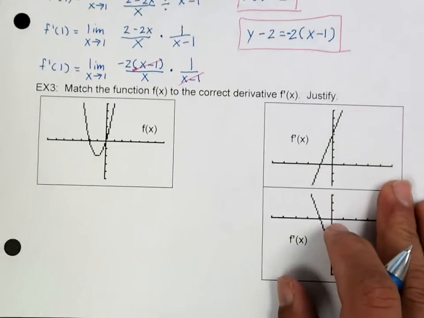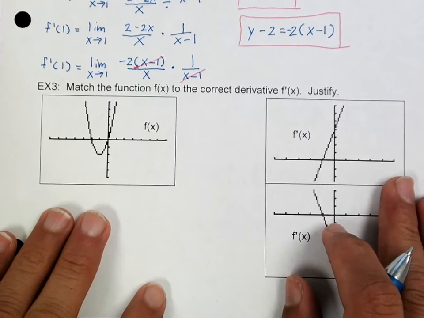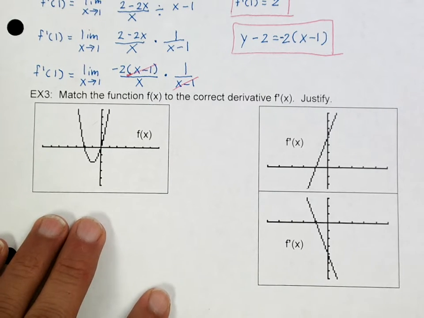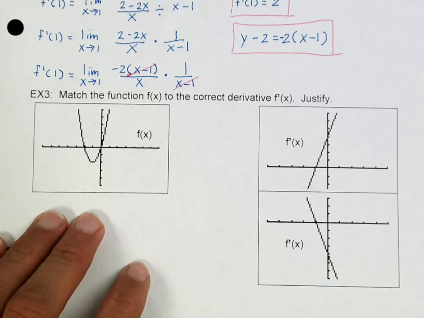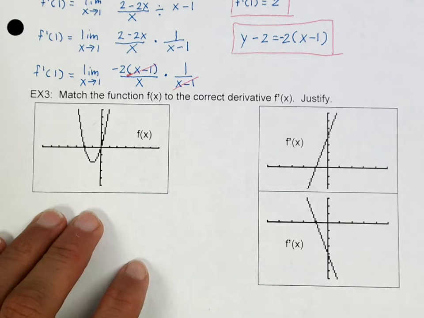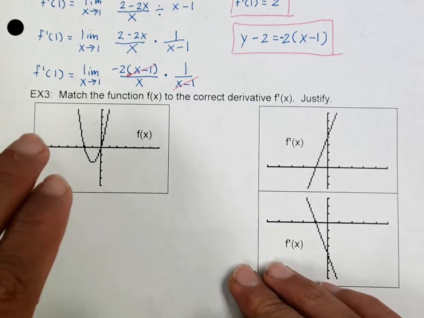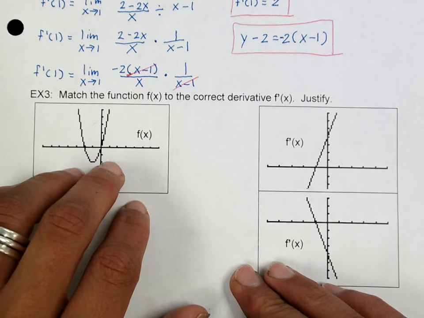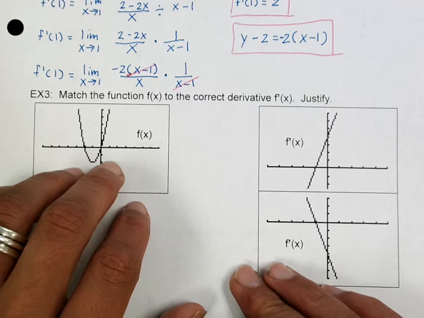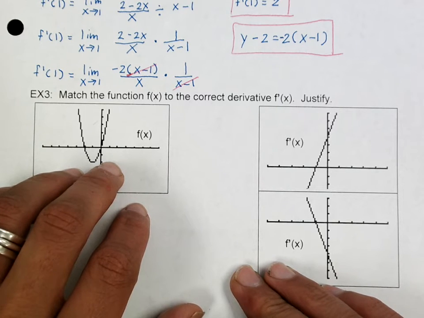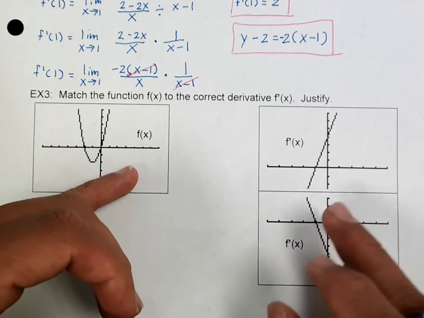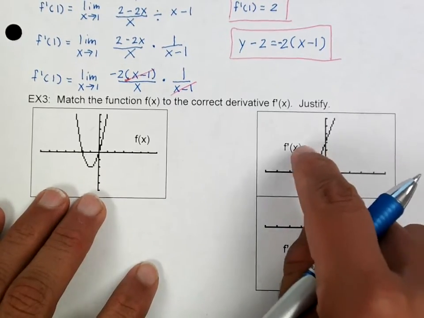So we're matching the function f of x to the correct derivative, all right? So we're trying to figure out if this is f of x, which one of these two is the derivative? Now, we have already talked about this a little bit with everybody, but remember, if this is of degree 2, a quadratic, meaning it could have maximum 2 roots, then the derivative will have a degree 1. So it will always have 1 degree less than the original.